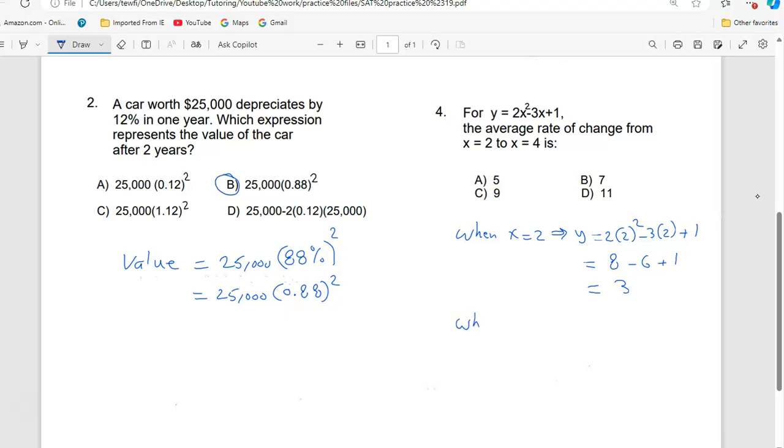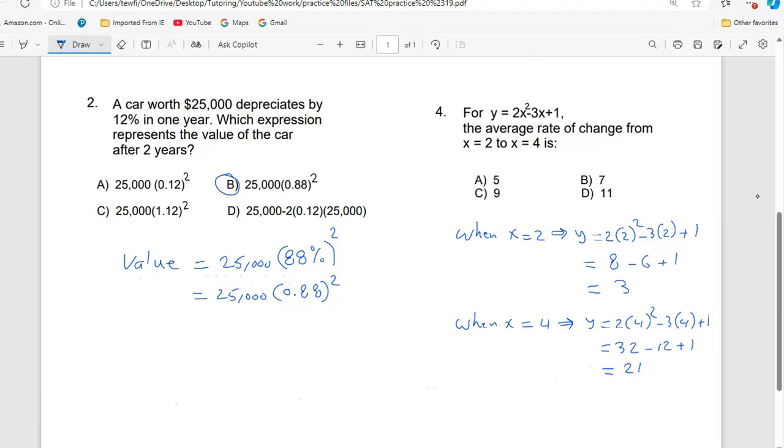What about when x is 4? That's going to give us y equal 4 squared minus 3 times 4 plus 1. So 4 squared is 16, 16 minus 12 plus 1. So that's going to give you what? 21, right? So we have y equal to 21 when x is 4.